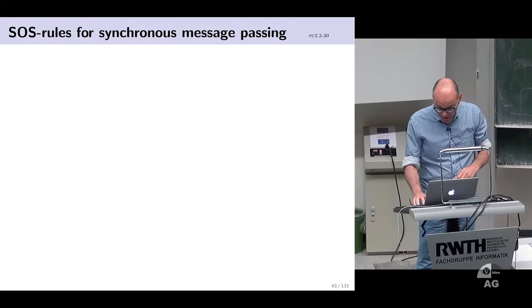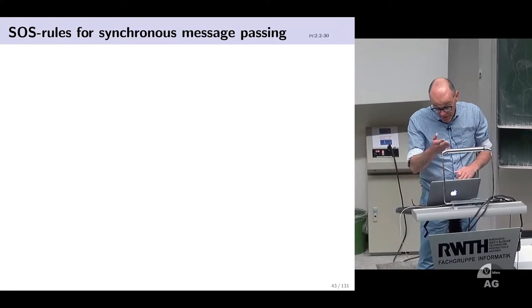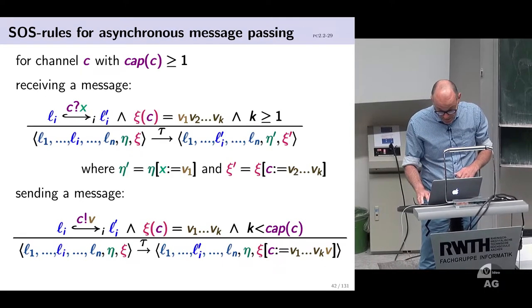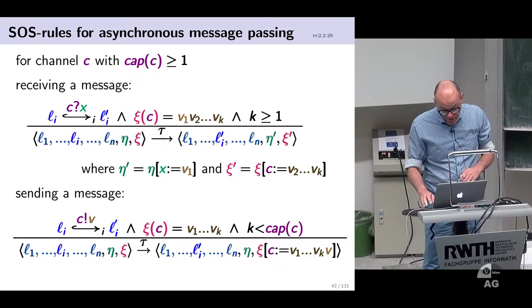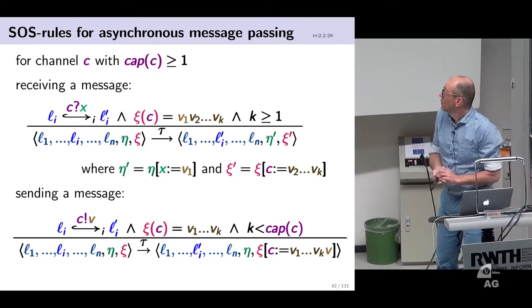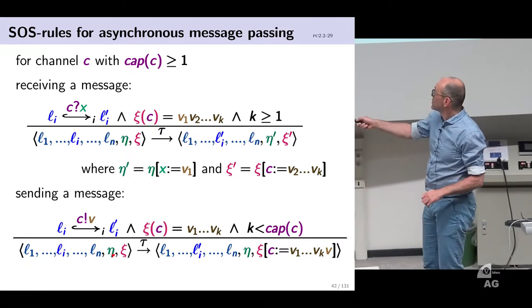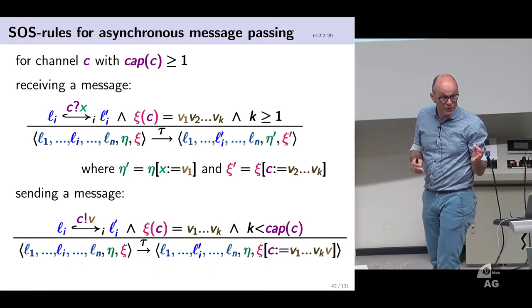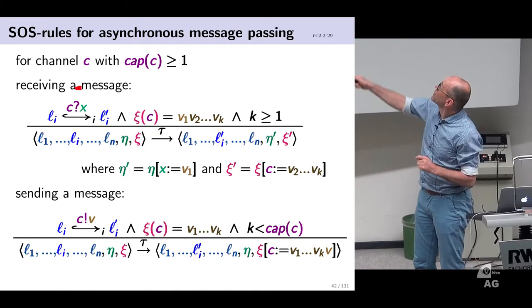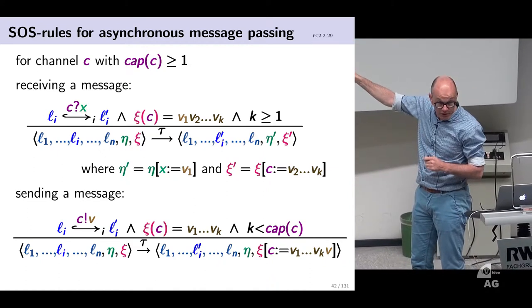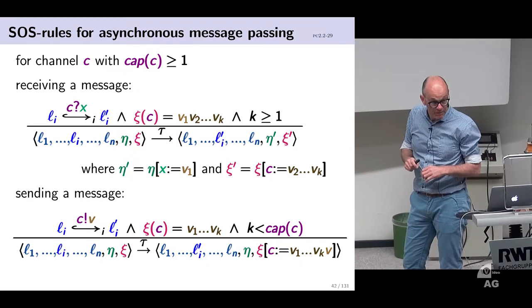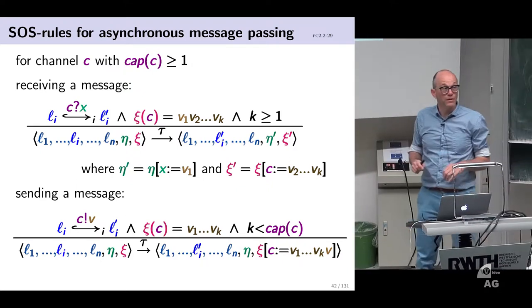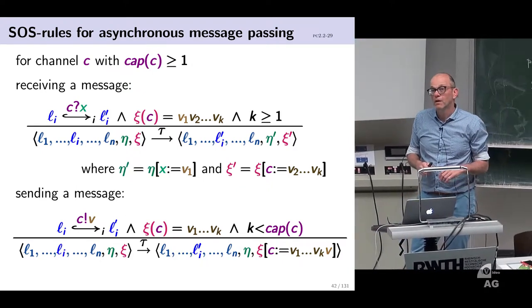Good. Yes. What about eta? Is it affected too? No, eta is not affected because eta is only a function for the variables, and we don't change the variables. So this is different from receiving, because in receiving we change the value of x, so there eta is also changing. But in sending, this is not changing. Other questions?